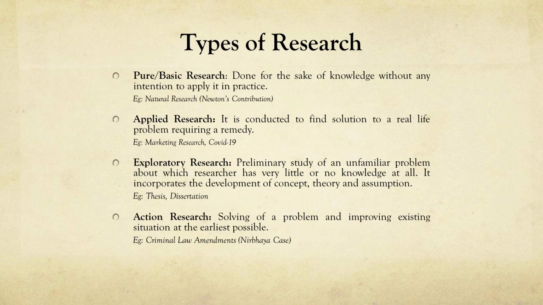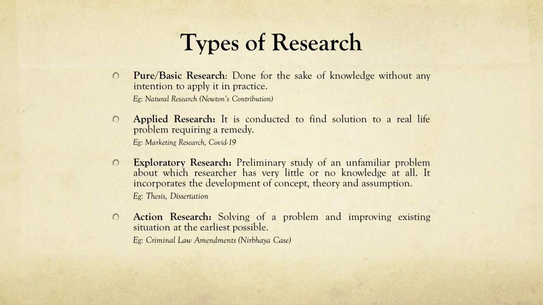Now let's move on to the types of research which are mostly done. Here we will be talking about four major types: pure research, applied research, exploratory research and action research. Pure research is done for the sake of knowledge. If we need knowledge, we do this research, and there is no intention to immediately apply this in practice anywhere. An example can be any natural research. Supposing Newton's law of force can be one form of pure research.